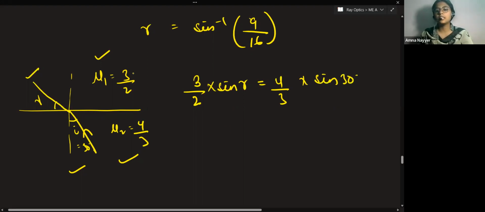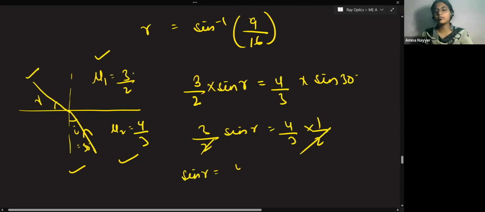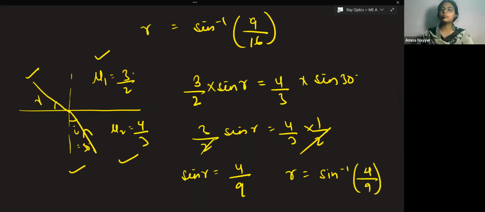So this becomes 3/2 into sine r is equal to 4/3 into half. This two gets cancelled. Sine r becomes 4/9. So r becomes sine inverse 4/9. This is just a question to teach us how to apply Snell's law.